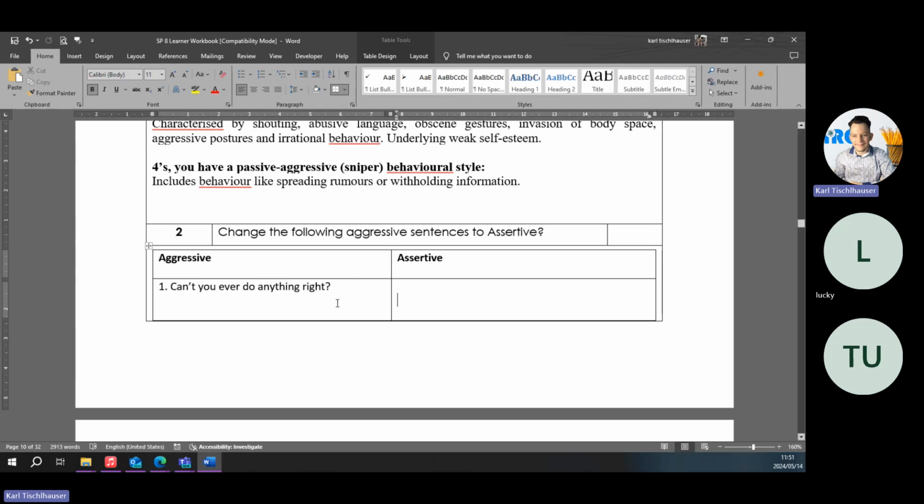So now what we want to do is convert this aggressive statement and make it more assertive. Instead of saying, "Can't you ever do anything right?" maybe you should say, "Do it again." There's got to be a way to say it in an assertive manner. So maybe you just say something like, "Redo this and try and get it right this time."